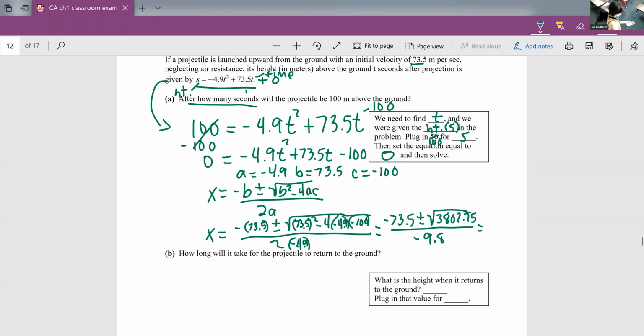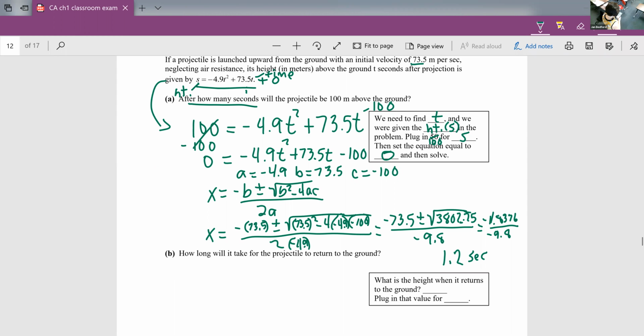I think it's 3802.25. Okay, let's try that. Okay, so if I have negative 73.5 plus the square root of 3802.25, I'm getting a negative 11.8376 over negative 9.8. So if I divide that by negative 9.8, then I'm getting 1.2 seconds. Does that make sense? Are y'all getting that?